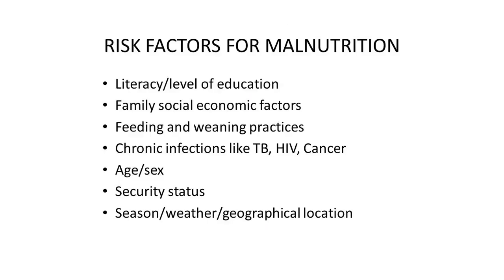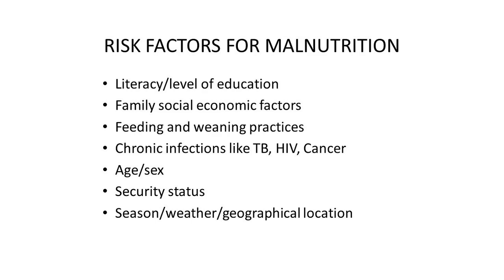What are the risk factors for pediatric malnutrition? It's the level of education, of course. It's the socioeconomic status of the families. It's different feeding and weaning practices. Chronic infection like tuberculosis, HIV, or a severe chronic disease like cancer. Of course, it's age, because the youngest children have more severe cases of malnutrition. Of course, it's sex. In some nations and countries, girls unfortunately are a risk group for malnutrition.